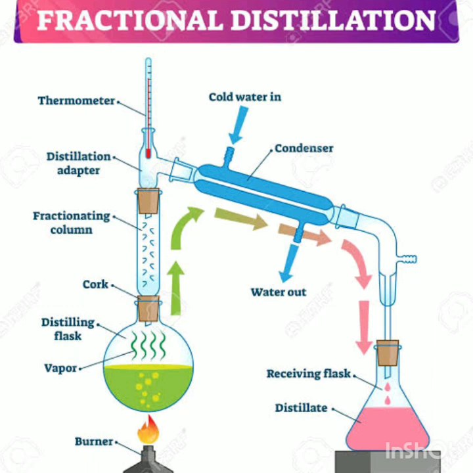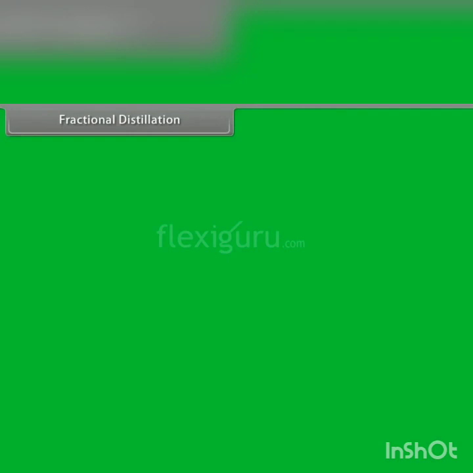These glass beads provide a large surface area so that the hot vapors which are coming get cooled down and condense repeatedly. It is fitted in the neck of the distillation flask which contains the mixture of liquids which is to be separated. Let us discuss the example of fractional distillation through an upcoming video. Fractional distillation.